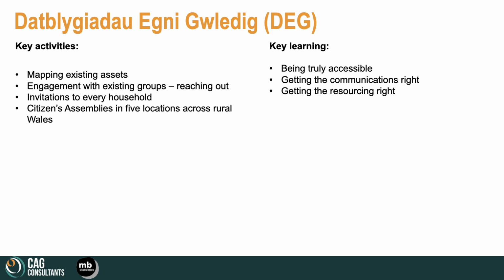DEG have taken lots of learning from the first phase of their project, including the need to be truly accessible. This meant considering the location of the assemblies, making sure that their locations were physically accessible and that people can travel easily to them. And where transport is difficult, potentially because of the rurality, each community partner has at least one electric vehicle, if not more, including minibuses, which were available for community hire, and they used these to transport people to and from the assemblies.